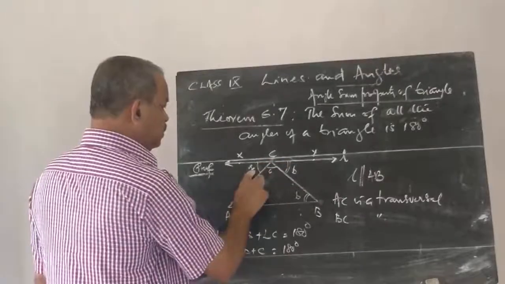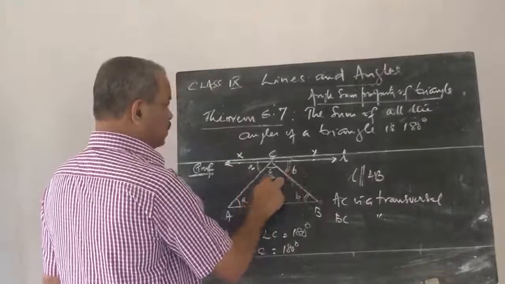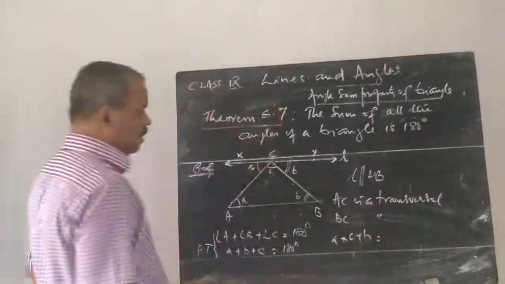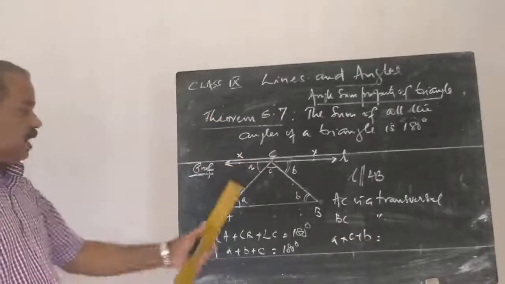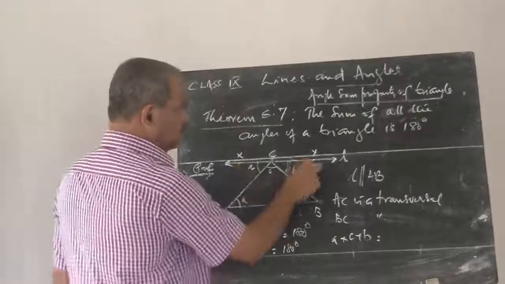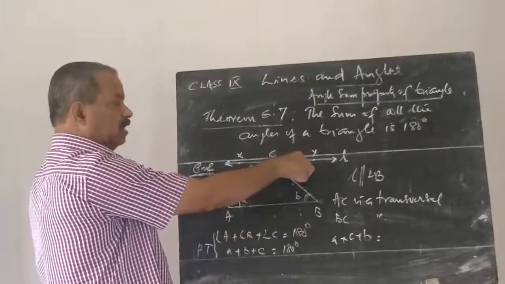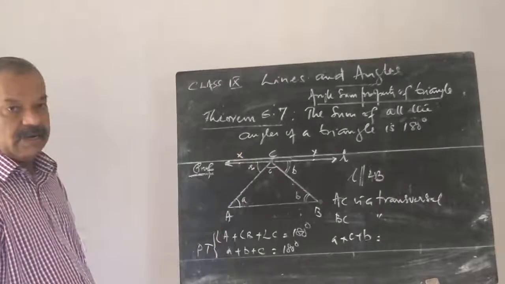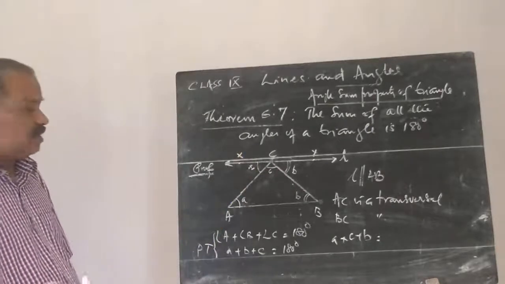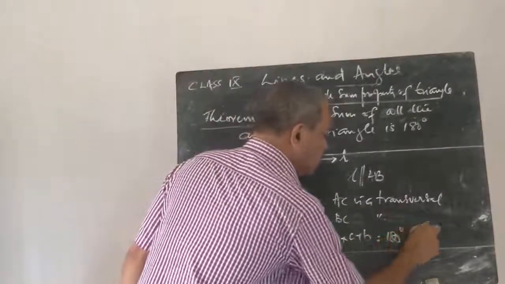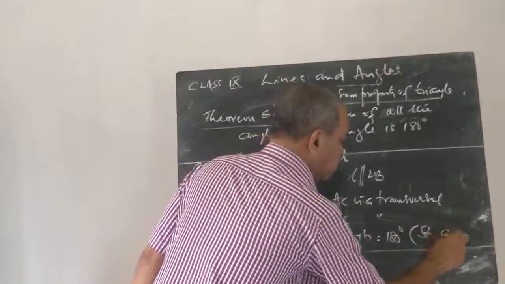Now, what is A plus C plus B here? A plus C plus B, the total angle, this angle. What do you call such an angle? Straight angle. What is the measure of a straight angle? 180. So A plus C plus B equal to 180. Reason: straight angle.